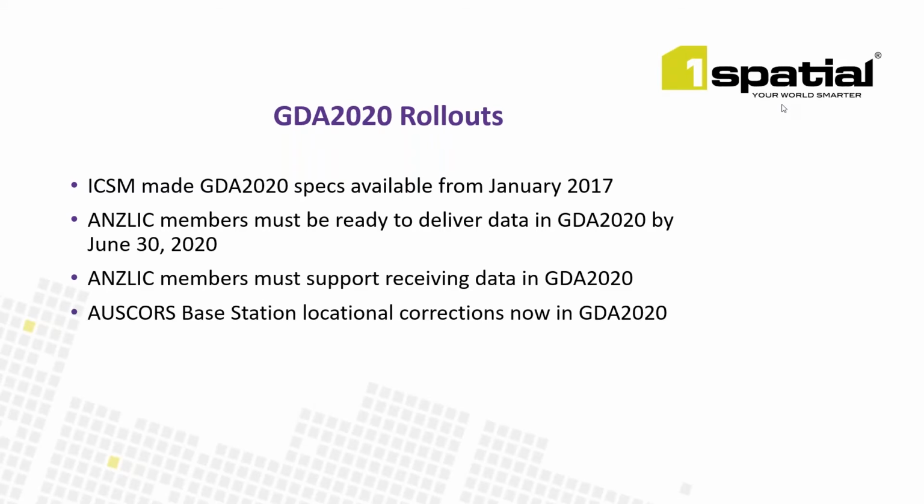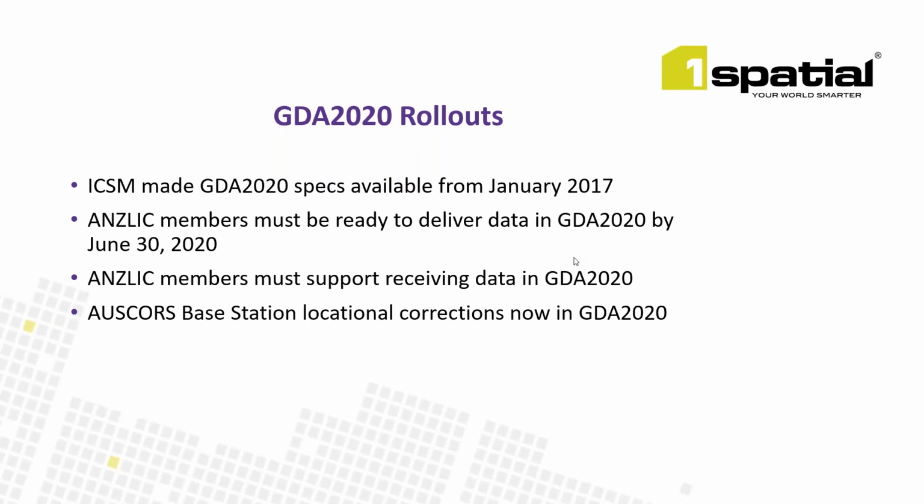So as you saw from the video before, the specifications were pretty much available to the state authorities by January 2017. And the state authoritative members, all of them are members of ANZLIC, including New Zealand, and it was set out that the data has to be delivered in GDA 2020 by June 30 of 2020. That also means that the ANZLIC members must also support receiving data in GDA 2020 if you have to make your submissions to them. And also just something important to note is that the AusCORS base station locations, those corrections that they do to the GPS points, are now referenced in GDA 2020.